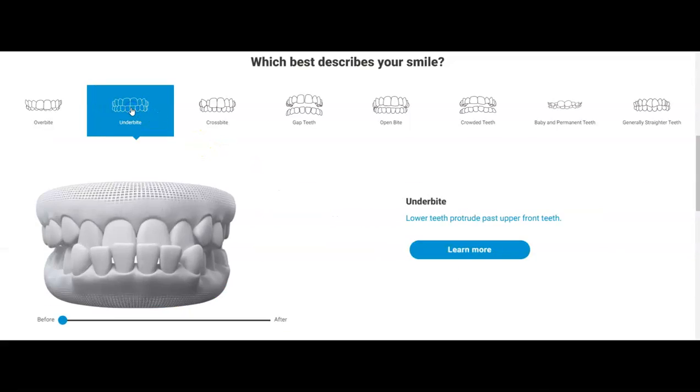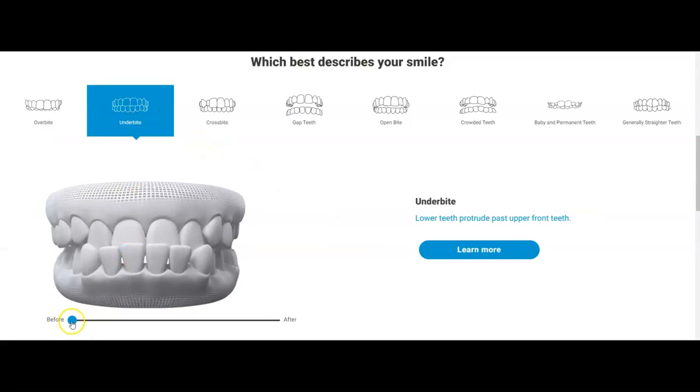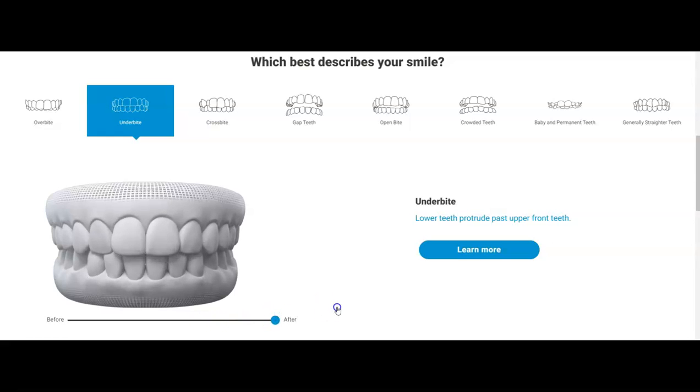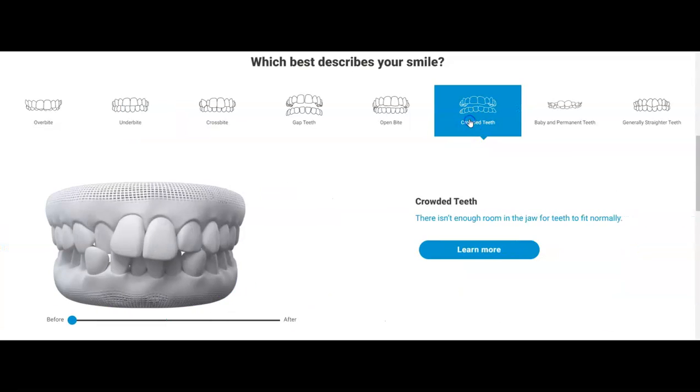And then we have an underbite. Right here with an underbite, we could shift the lower teeth behind the uppers and bring the uppers over and create a nice and beautiful aesthetic smile. And if we have crowded teeth where they're not in the right position and a whole array of problems, those crowded teeth could be shifted into a beautiful smile.